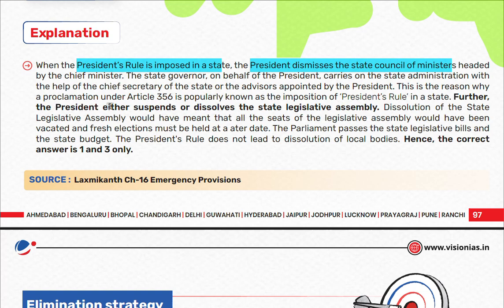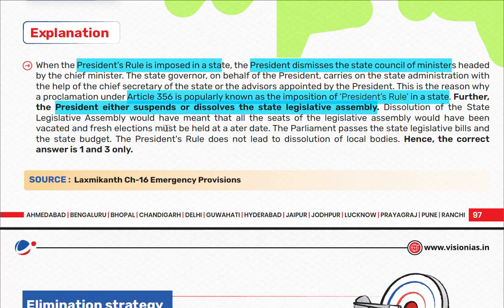This is the reason why a proclamation under Article 356 is popularly known as the imposition of President's rule in a state. Further, the president either suspends or dissolves the state legislative assembly. Okay, so it is up to the president whether he wants to suspend or dissolve the state legislative assembly or not. If he wants to suspend, then he can do so. If he does not want to, then he can't. Okay, so that is the thing.